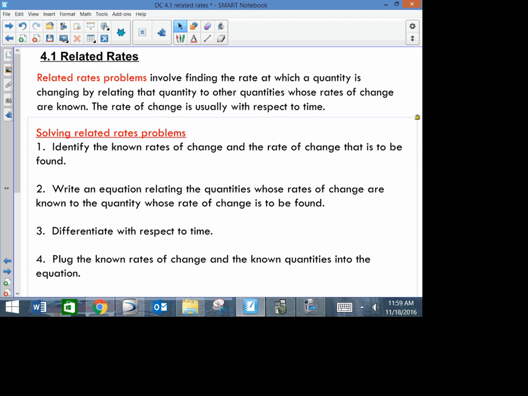But anyway, related rate problems involve finding the rate at which a quantity is changing, which is a derivative, by relating that quantity to other quantities whose rates of change are known. Okay? The rate of change here is usually with respect to time. In my experience, it's always with respect to time or calc time. So there are directions for what we're going to do. We're going to take an example, and then we'll come back to the directions.